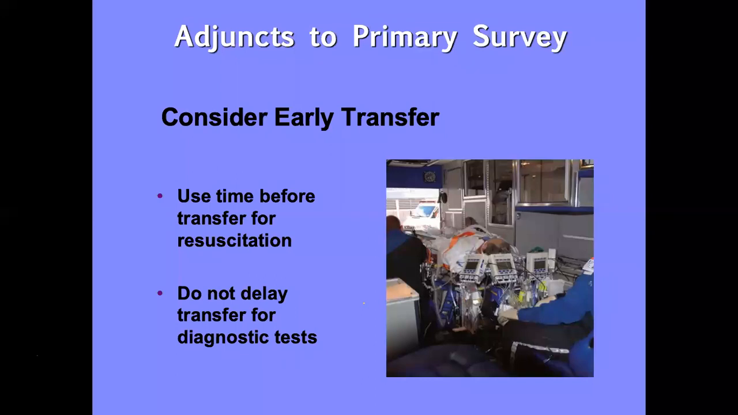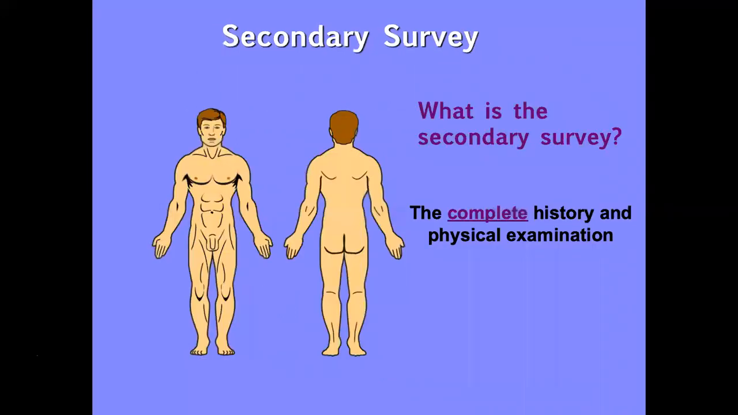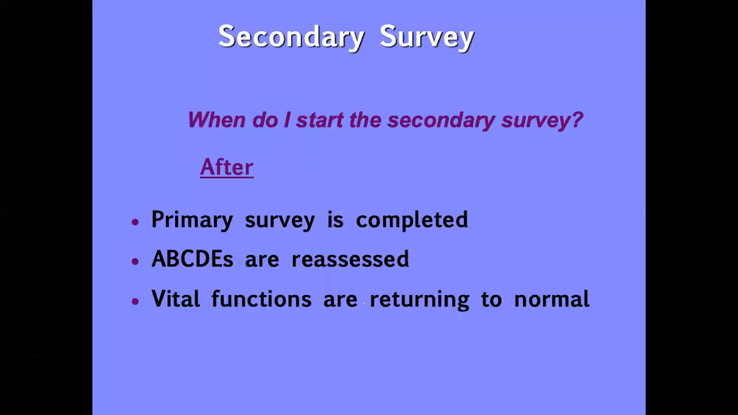But the most important thing is we should not delay the transfer for diagnostic tests for secondary injuries, not for the primary ones. So the patient has been resuscitated, should be transferred as soon as possible for the definitive care. Now, secondary survey. So secondary survey is a complete history and physical examination. And this should be done only after the primary survey is completed, ABCDs are all reassessed again, and the vital functionings have returned to normal. If these three criteria are not met, you should not go for a secondary survey anytime. You should go back, see the patient again, and then the secondary survey.